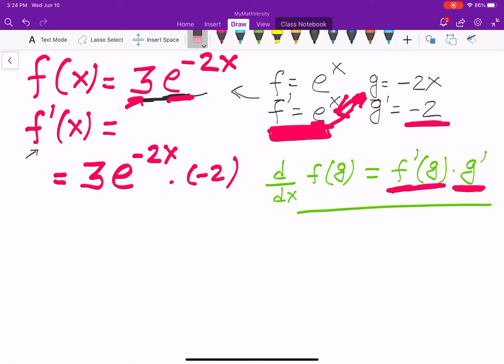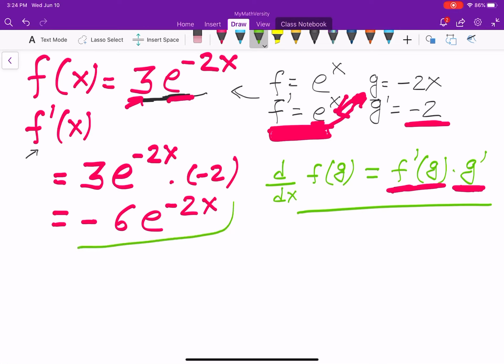So that is your f prime. Now we are done, but if you want, you can simplify this as 3 times negative 2 is negative 6. So negative 6 times e to the power minus 2x is the derivative of the given function. So this is your f prime of x.